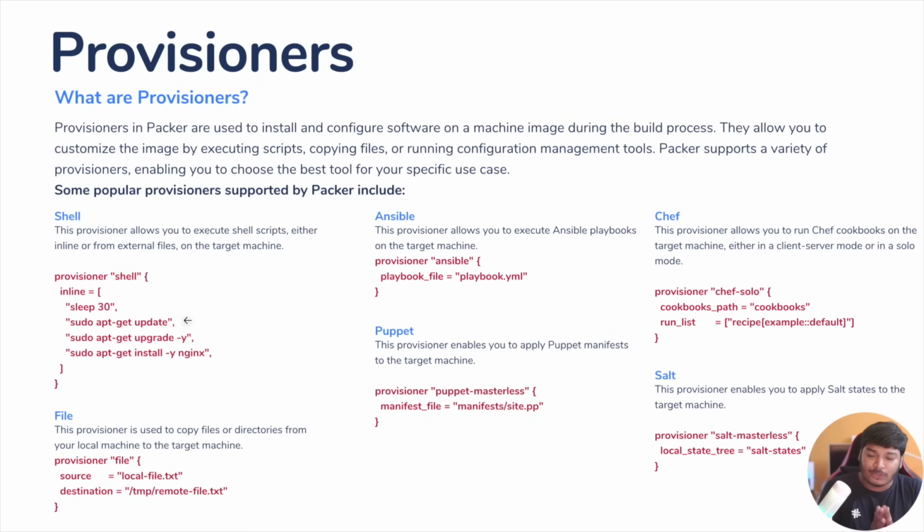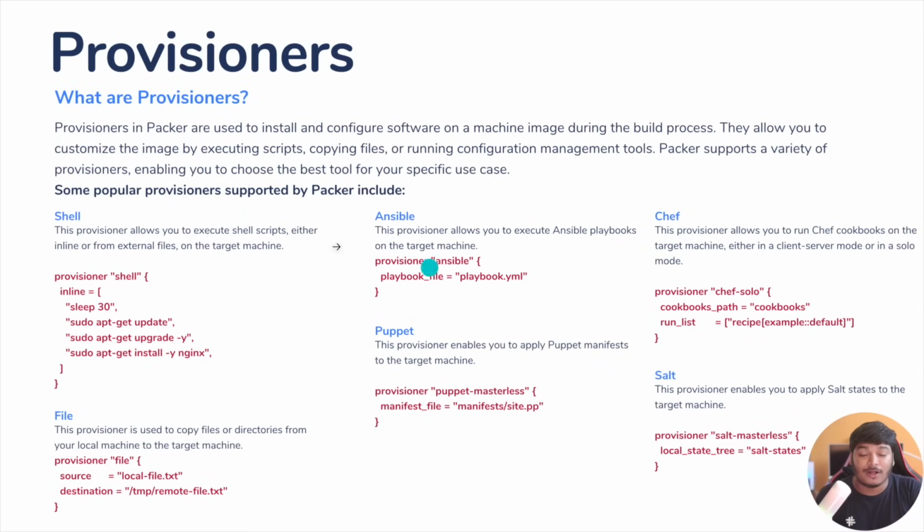For example, if you want to copy some files, see this one, provisioner file. The file provisioner is used to copy files and directories from your local machine to the target machine. And you can see the syntax here, which is provisioner, then you have to mention file, and in the block you have to specify what is the source of the files and what is the destination of the files. Source and destination you have to mention.